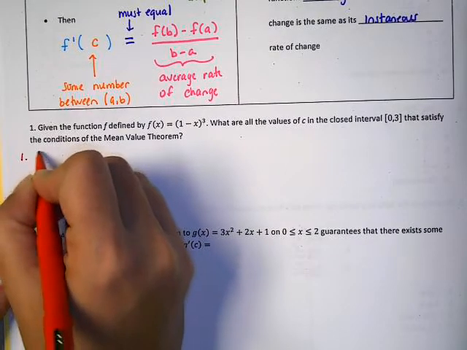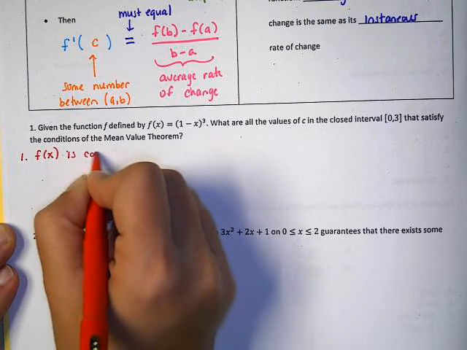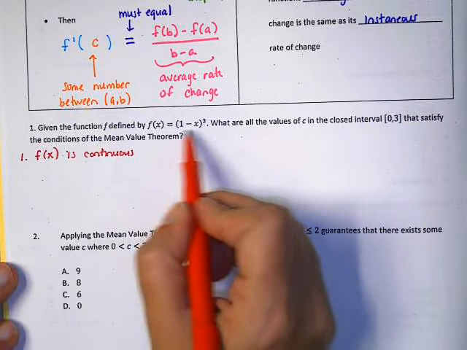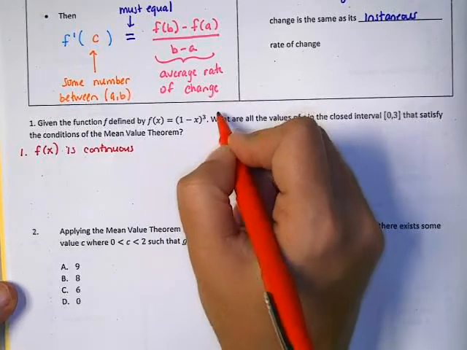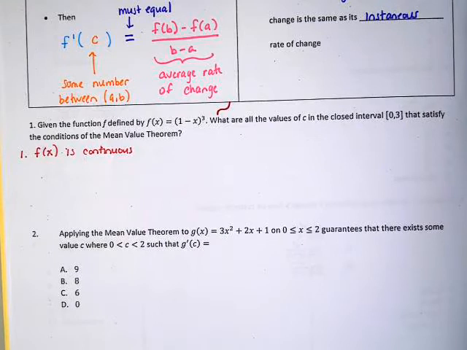f of x is continuous. And the reason that I know that it's continuous is because this is a cubic function. If I picture a cubic function, it looks like this. It's never going to have any discontinuities like an asymptote or a hole or a jump.